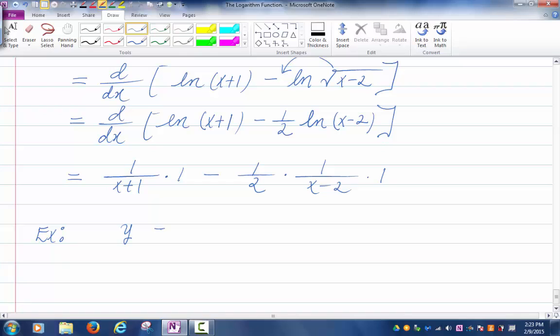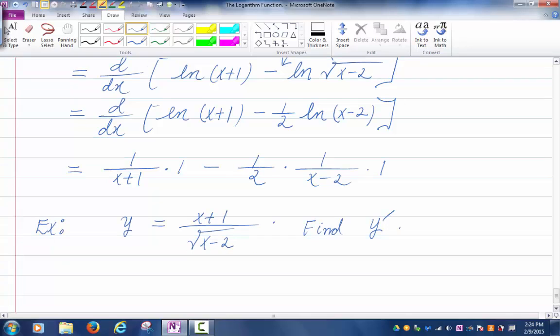This time, let's say y is (x plus 1) over root of (x minus 2), and the question is, find the derivative of y. Well, as it is, this problem does not involve the log. This is a Calc 1 problem. How would you find the derivative? Quotient rule, right? But I don't want to do it by using the quotient rule. I'm going to show you a different method for finding this derivative.